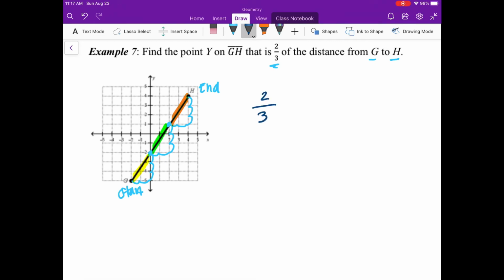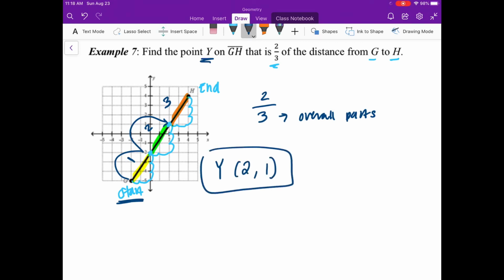When I'm looking for 2/3 of the distance, the bottom number is my overall parts or my overall sections. So I have 3 pieces on my segment. The top number tells me where I want to stop. So if I'm starting here, this is my first piece, this is my second piece, this is my third. So I want to stop at my second piece here, and that is where point Y is going to be. So that point is over 2 and up 1. My answer would be that point Y is at (2, 1), and that is 2/3 of the distance from G to H.